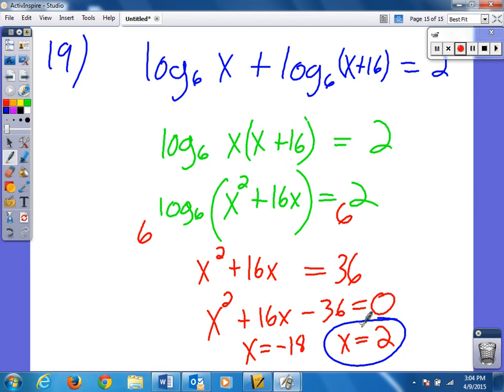And the reason for that is if you take negative 18 and plug it in here for x, we have the log base 6 of negative 18. So that's asking you, what power do you need to raise 6 to get negative 18? Well, that's not possible. If we're raising 6 to some power, we're multiplying 6 by itself, and 6 is a positive number. And there's no way that you can multiply positive numbers together to get a negative number. So it is impossible to do the log base 6 of negative 18. So that tells you that negative 18 is the extraneous solution. So we throw that out, and we get x equals 2 as the answer.